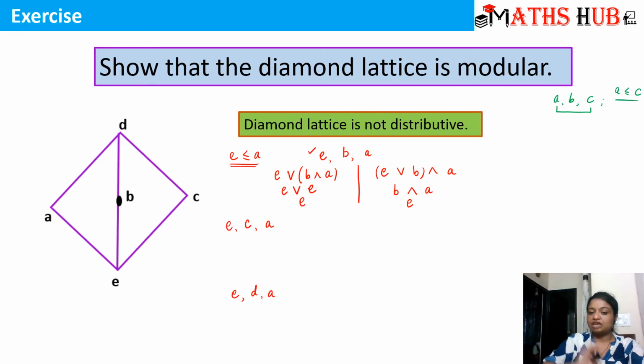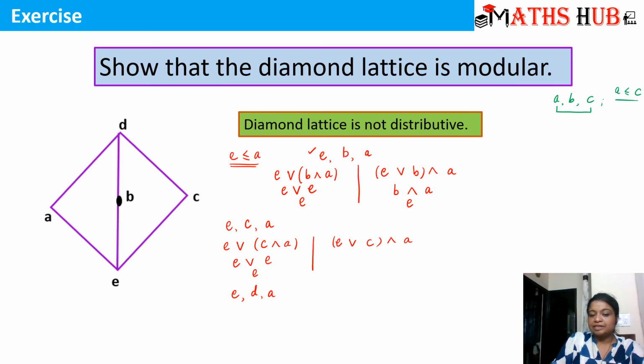Now, but we have to check for all the pairs. Now let us take up the next pair as E, C and A. And the same thing we are going to do again. E join C meet A, this left hand side should be equal to E join C meet with A, right? So now what is C meet A? According to the Hasse diagram, C meet A is nothing but E. So what is E join E? It is E itself. Now let's come to the next one.